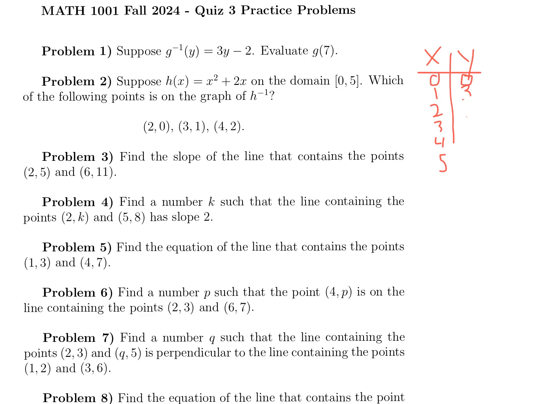2 squared is 4, plus 4 is 8, and then 3 is 9, plus 6 is 15, 16 plus 8 is 24, and then for 5 we would get 35.